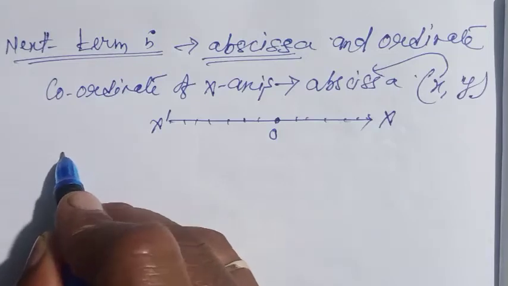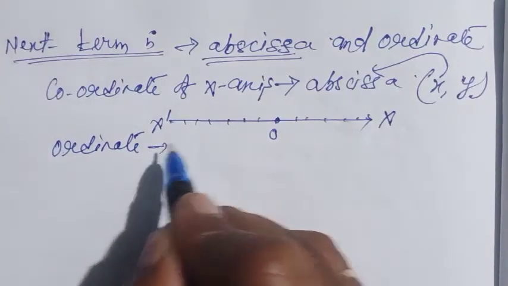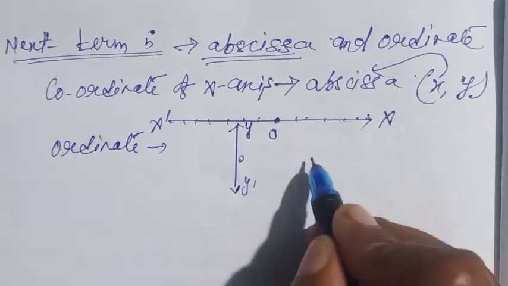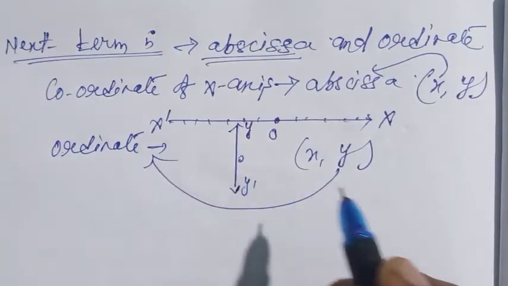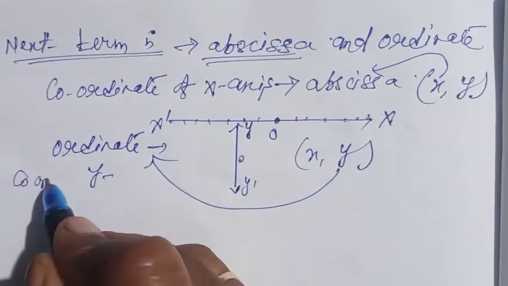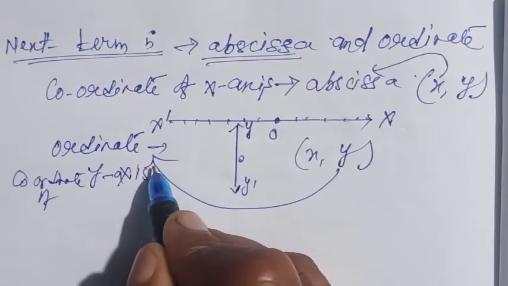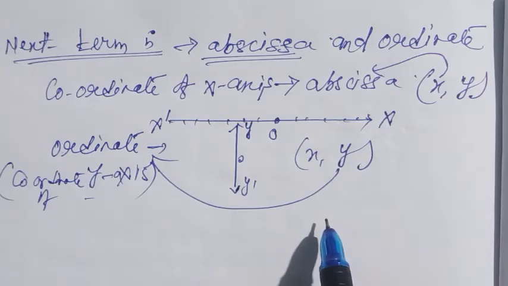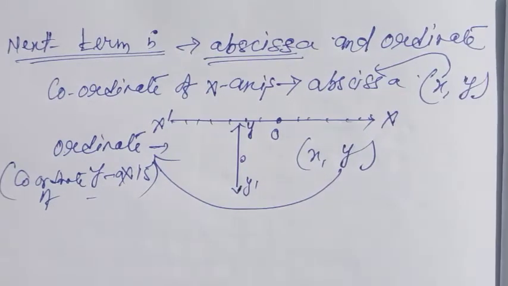Okay. Ordinate then. Ordinate is what? Ordinate means this line coordinates. That is x comma y, and this y is known as ordinate, that is the coordinate of the y-axis. Coordinate of y-axis is called ordinate. Okay, these are the terms which we have to apply in the first exercise.